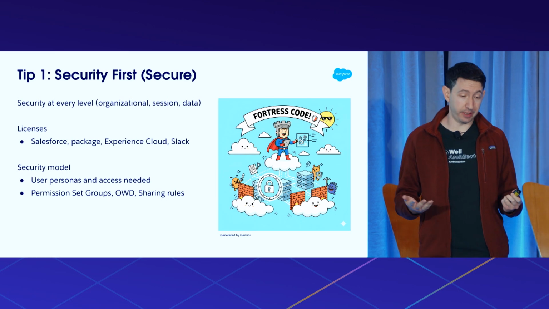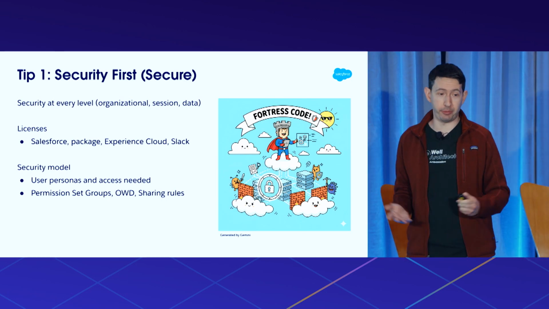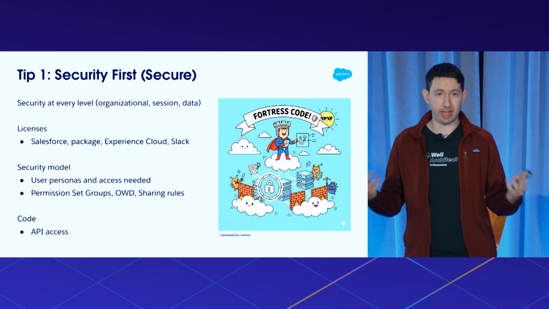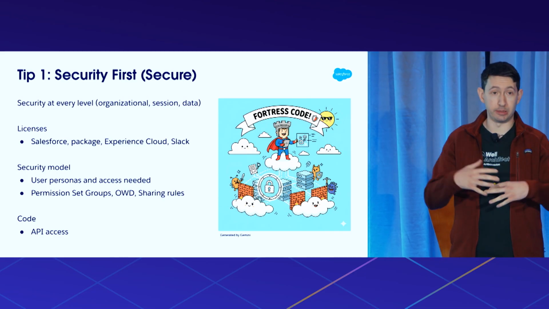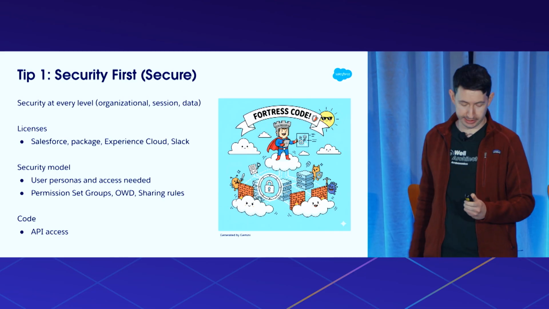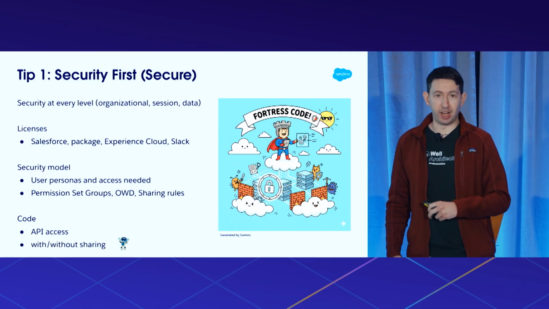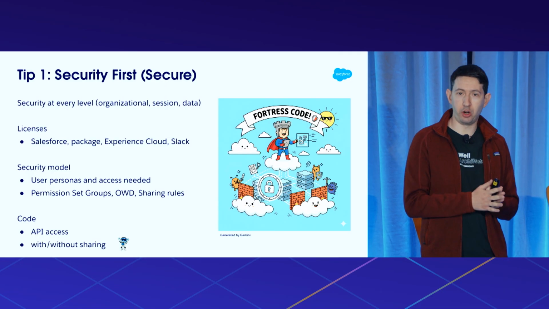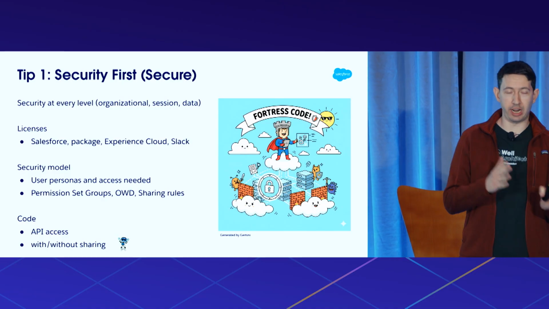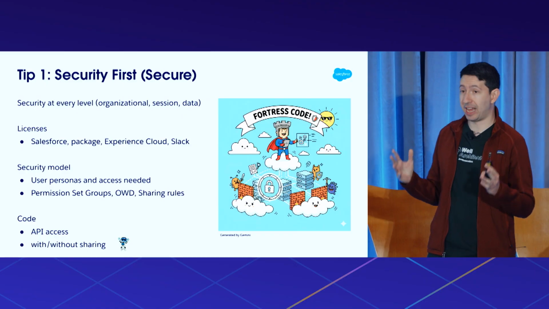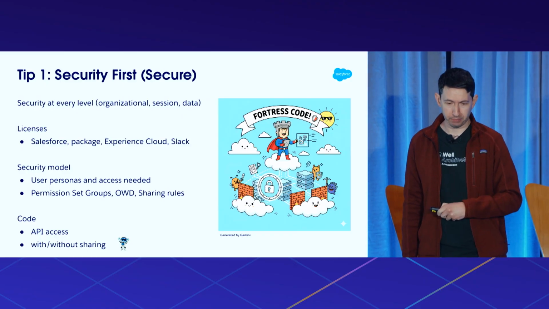And at the end of the day, security bleeds into everything we do on the Salesforce platform, including with code, right? We need to be thinking about our API access, right? How are external systems connecting to Salesforce? How are we calling external systems? And then lastly, when we are setting up our code, with and without sharing, right? Should our code have access to run in system mode? Should it have access to run only as the current user, right? We need to be thinking about that when we're coding as well.